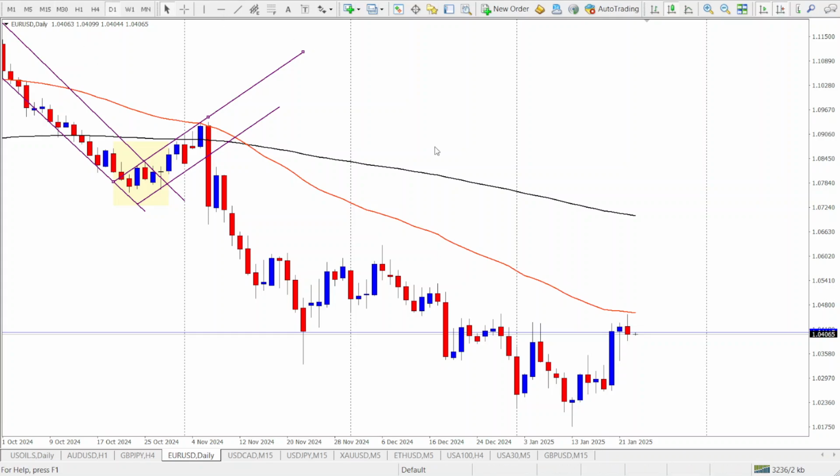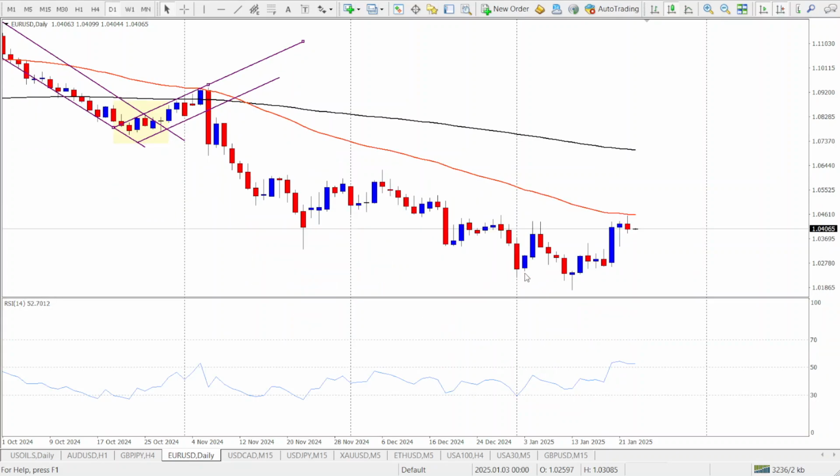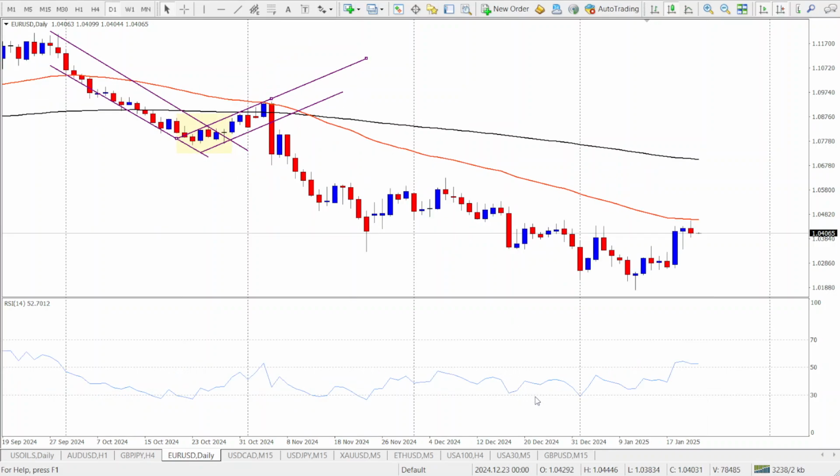Okay, and the second indicator we're going to be looking at is the relative strength index, or the RSI for short. Okay, so if the RSI is showing overbought or oversold conditions around the turn of the month, it can indicate that price movements are about to reverse or continue in the direction of the current trend.